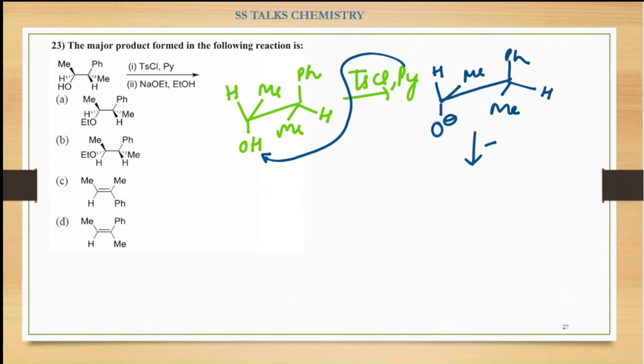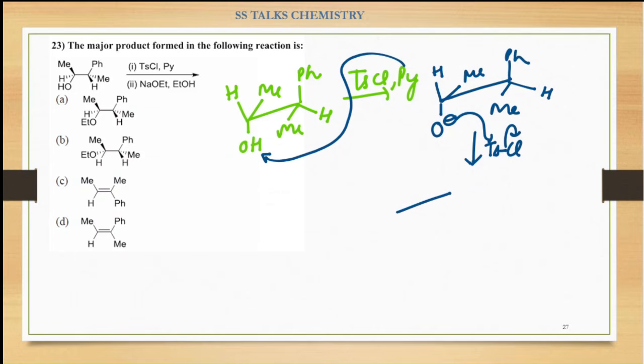Now in the other case, the TsCl that I have, this is your TsCl, where this O negative is going to attack over here, and this Cl negative will be leaving over here. Basically OH is converted into OTs, that is a better leaving group, using this particular species.